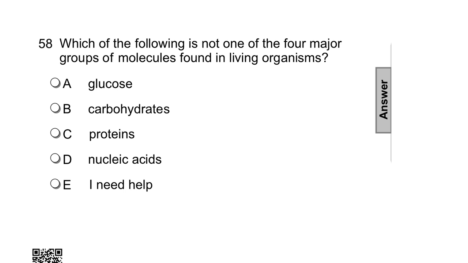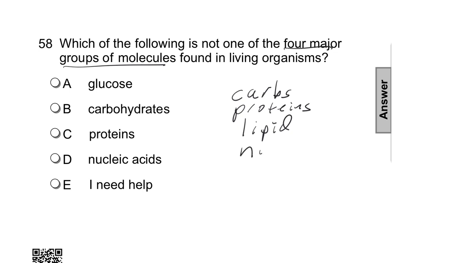Which of the following is not one of the 4 major groups of molecules? Okay, what are the 4 major groups? Carbs, proteins, lipids, nucleic acids. So carbohydrates, proteins, lipids, nucleic acids. Glucose is not one of the 4 major groups, but it is a member of the carbohydrate family.